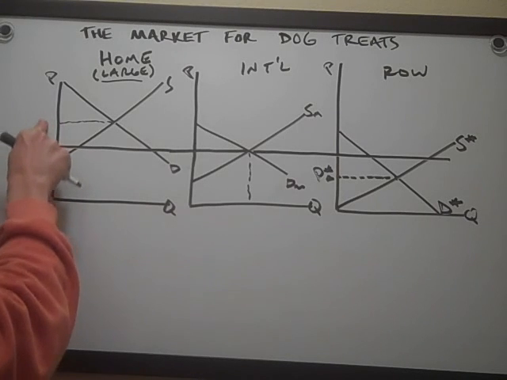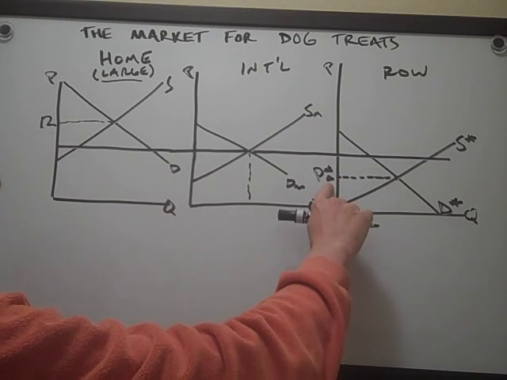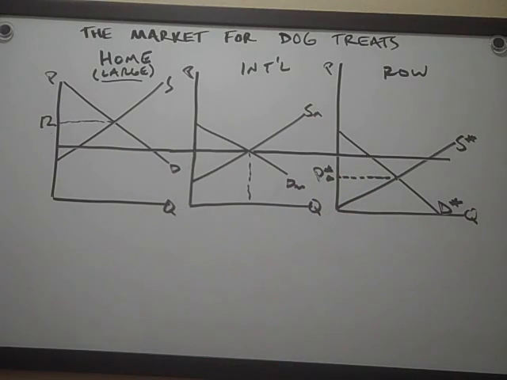I'm going to change PA. I'm going to put some numbers on here and give that a 12. And then in row we get PA star, so that's low, right? They have a comparative advantage in dog treat production, obviously. And then we get trade.